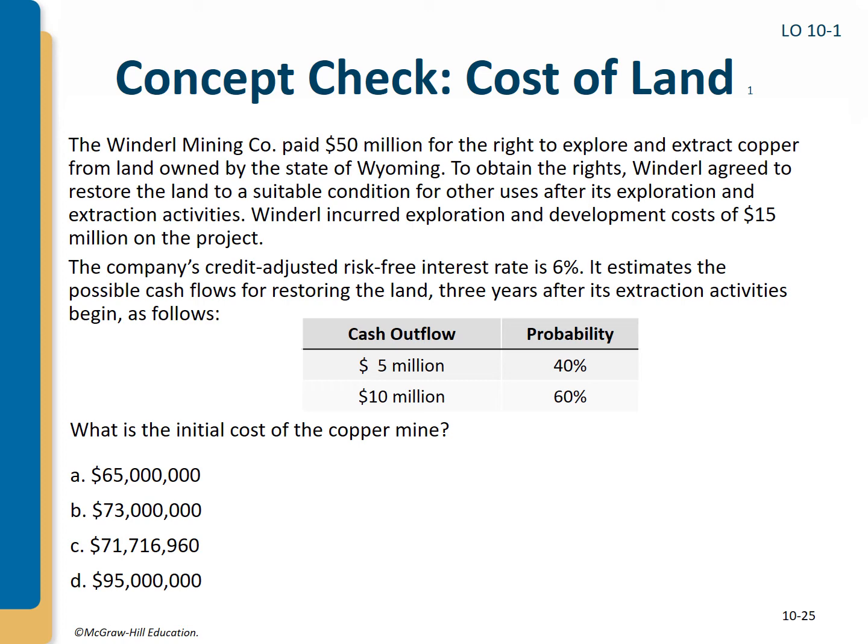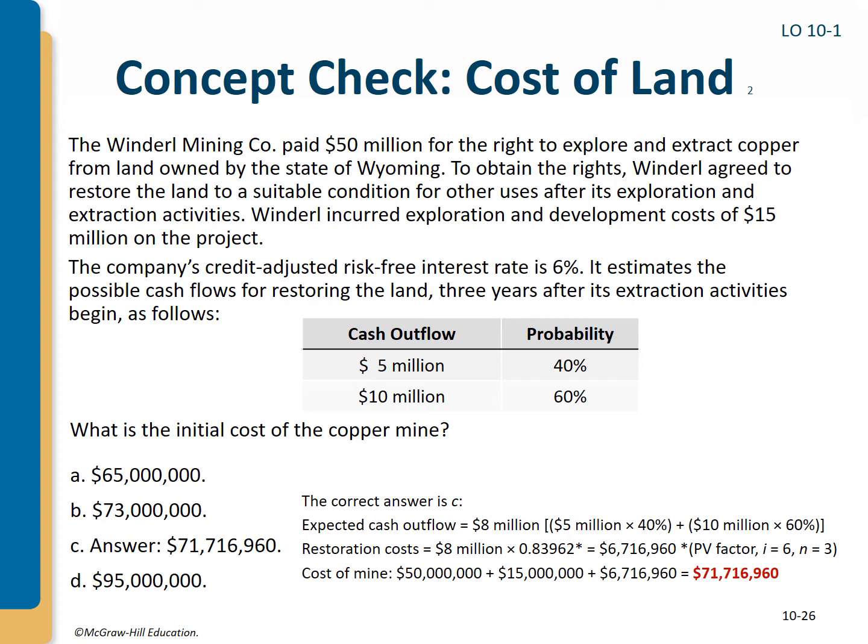What is the initial cost of the copper mine? We definitely will have the $50 million and the $15 million. But then we would have to figure out the present value of these future expected cash outflows. So $5 million times 40% plus $10 million times 60%. The expected cash outflow is $8 million. Now find the present value, 6% interest, N is 3, on that $8 million. So we know the future obligation is $8 million. But what's it worth today?